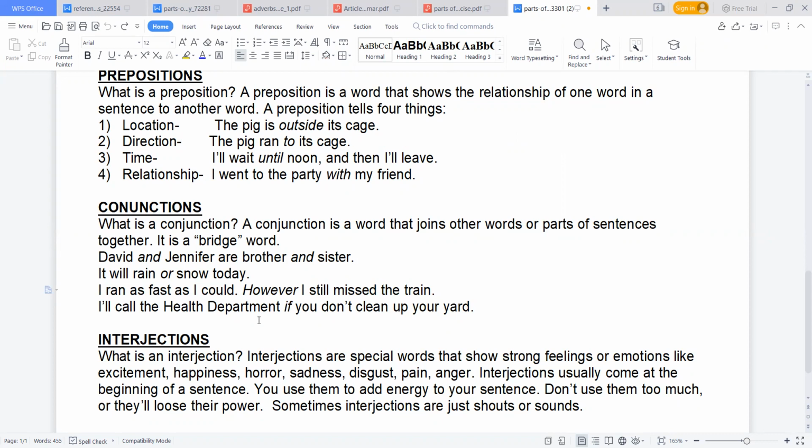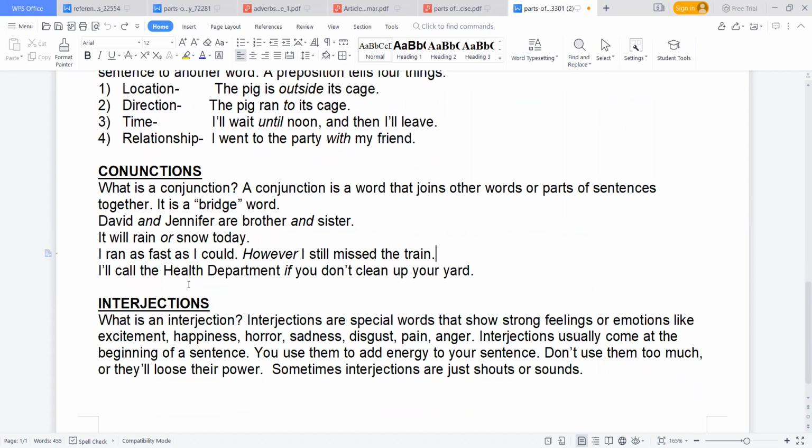Next, I'll call the health department if you don't clean up your yard. So here we have a sentence, you don't clean up your yard, and another, I'll call the health department. Two sentences or phrases are connected by using if. If, else, then, therefore, hence, consequently, all these are conjunctions that will help you understand the relation of the previous sentence and the later one.